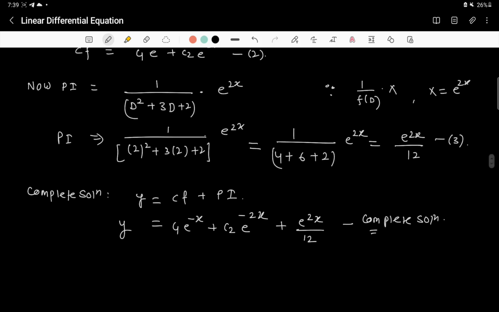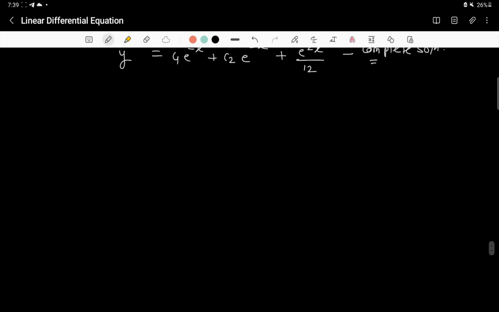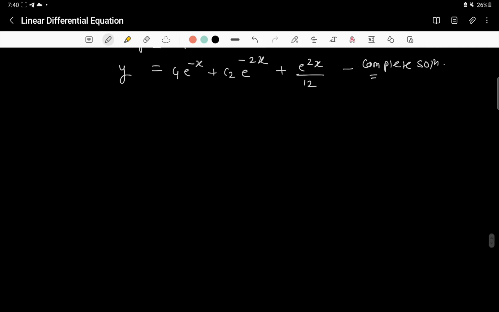Now we will move to the next question, which is similar to this one. So what is the next question? For the solution of the next question, we have the equation d2y upon dx square minus 3 dy by dx plus 2y equal to exponential x. And we are asked to find the complete solution for this equation.